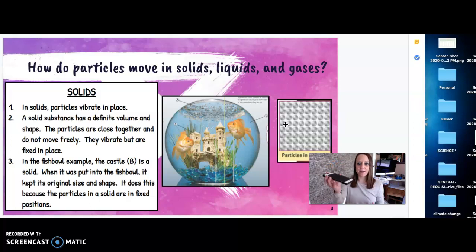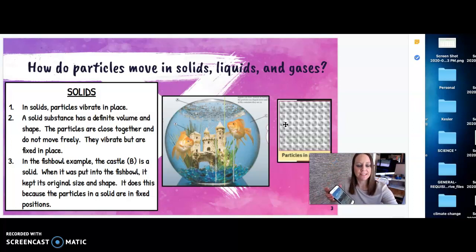What that means is if I were to take my cell phone and put it inside something else, which I don't have anything big enough, maybe it'll fit in here, it's still going to take the shape of my cell phone and it's still going to take up the same amount of space. It's going to have the same volume. Because the particles are so close together and they don't move freely, they don't change size or shape regardless of where you put them.